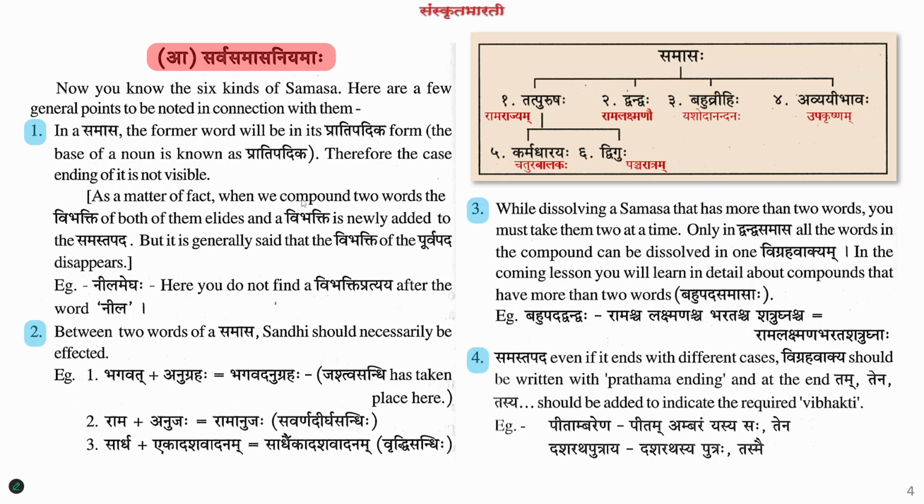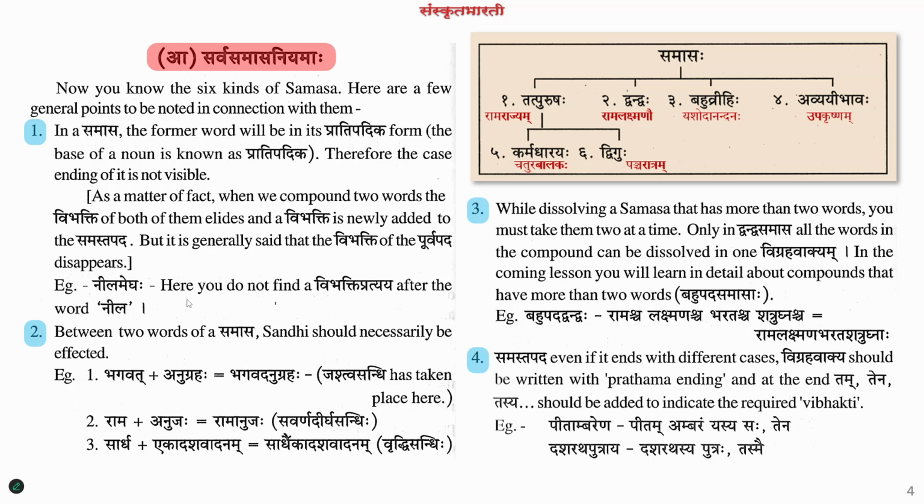As a matter of fact, when we compound, the compounding is samasta karana. In 2 words, the vibhakti of both of them elides, and a vibhakti is newly added to the samastapada if required. We should add. But it is generally said that the vibhakti of the purvapada disappears. So overall what appears to our simple brain is, oh, the left side has lost its vibhakti and the right side has retained the vibhakti. But technically we know it's a new vibhakti attachment according to the needs.